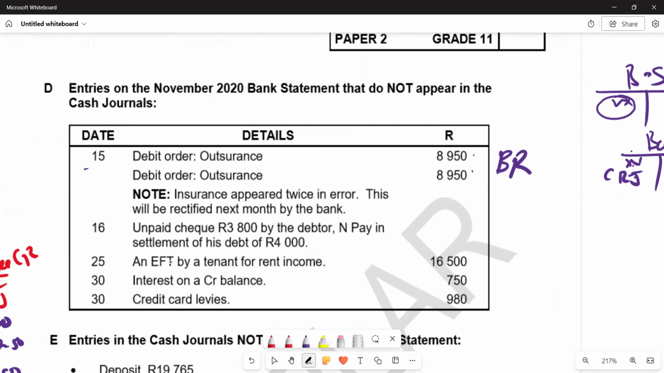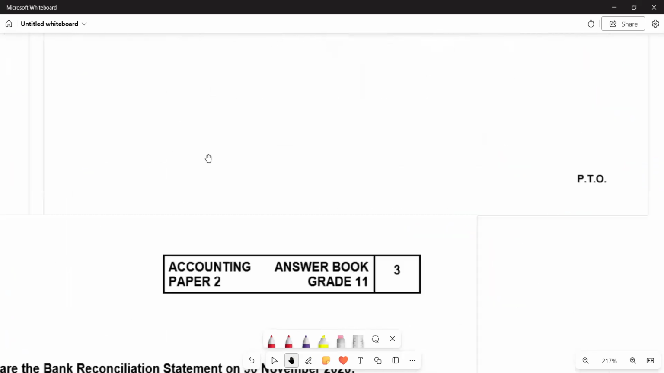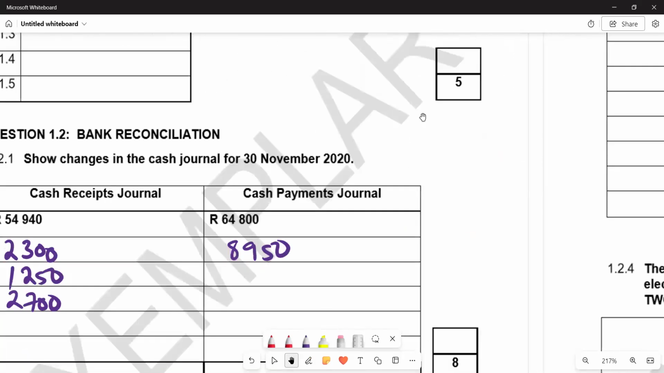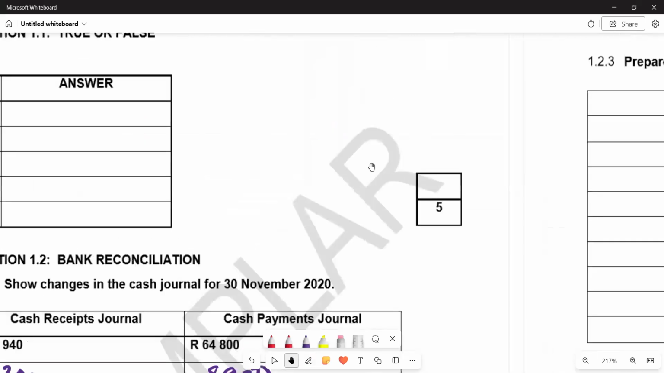So what does it mean? It means this 3,800 was already appearing under the cash receipts journal, but it was unpaid, which means it was not processed in the bank. So what it means is we have to remove it. By removing it, we go to the opposite, the cash payment journal, and enter it as 3,800. So we go there. So we are saying here, we also have 3,800 under the cash payment journal. And then we go and check the next item.